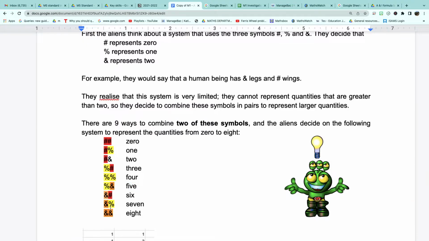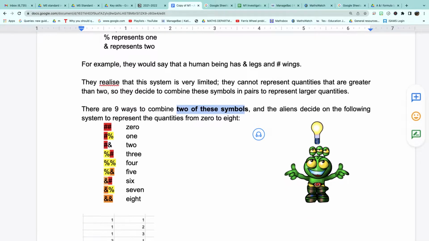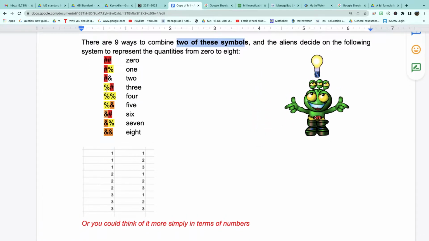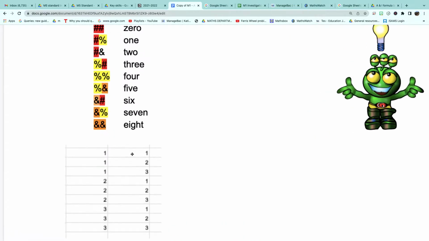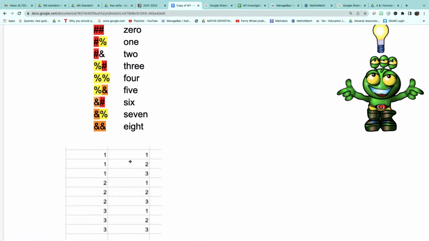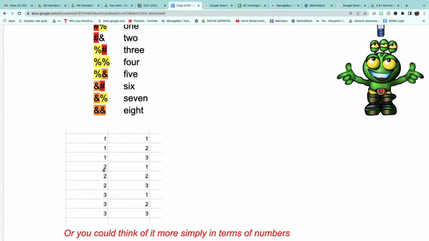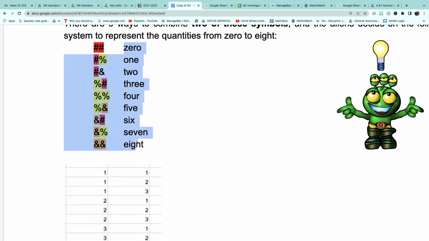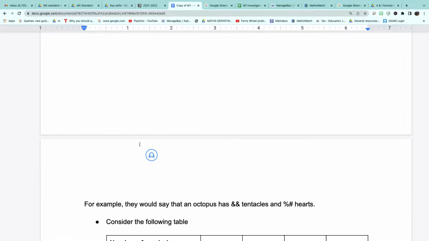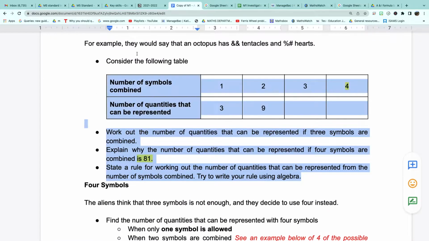And then we're going to repeat the process with the and signs. You can see that we've combined these symbols 9 ways by just combining 2 of them at a time. Another way of thinking about this is you could replace the hashtags and the percentages with numbers. So you could say 1 1 is 0, 1 2 is 1, 1 3 is 2, etc. So every time we're getting bigger in these 2 numbers, the numbers here on the right are also getting bigger. So in this investigation, to get a grade 4, you only need to complete up to this section.